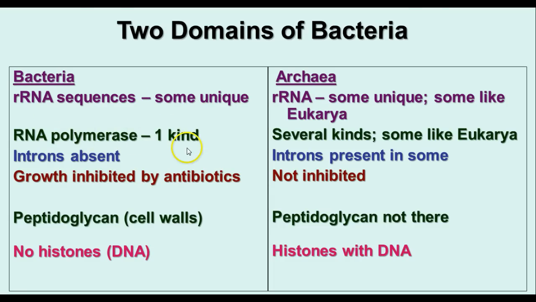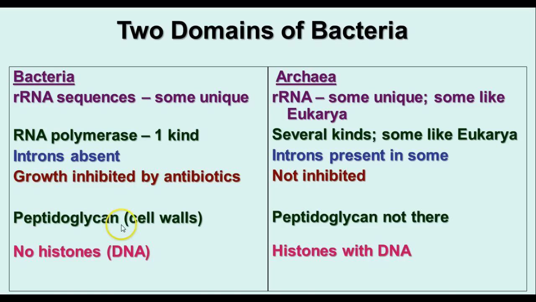They have one kind of RNA polymerase that is used to make messenger RNA. Their DNA does not have introns. Introns are extra pieces of DNA that have to be removed from the messenger RNA before it's translated into a protein. Those are not present in bacteria. The growth of bacteria is inhibited by antibiotics. When you expose them to antibiotics, it slows them down or stops their growth, which is good for us when we get an infection.